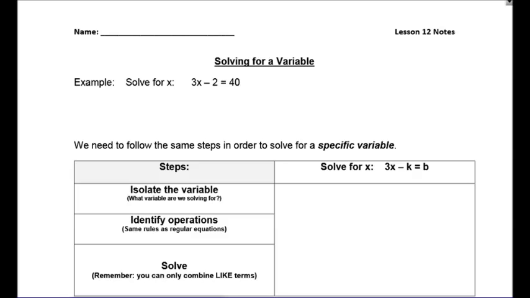Okay, so today we are going to be doing something called solving for a variable. It's going to look a little bit different than solving equations because there's going to be a lot of variables, but let's take a look at this first example real quick.